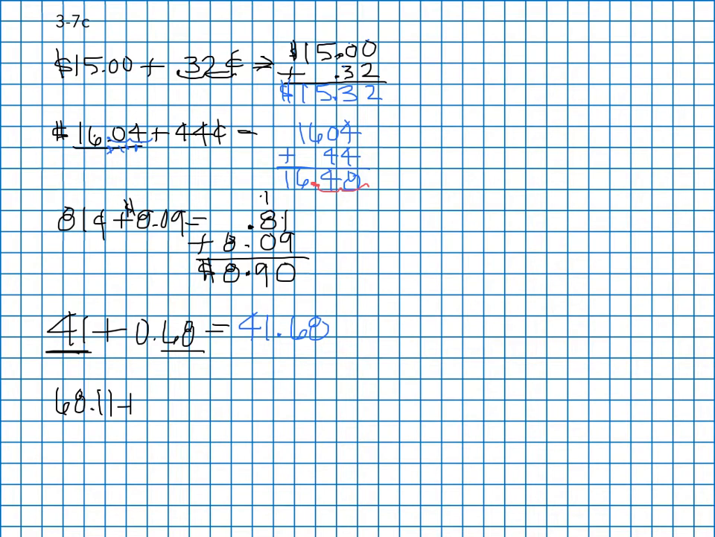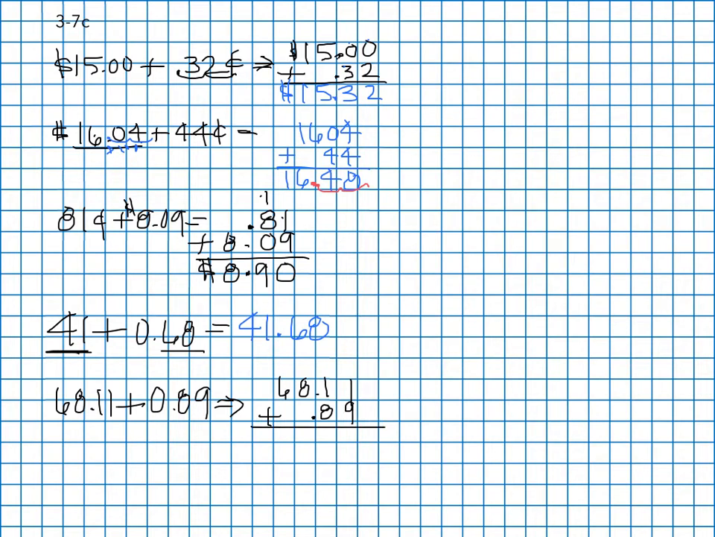Our next one might be a little bit more difficult, and that is 68.11 hundredths plus 0.89. Now, it's tough to sometimes do addition horizontally. So what I'm going to do is I'm going to set up the problem vertically. And I'm going to get 68 and 11 hundredths plus 89 hundredths. And now I'm going to add those up.